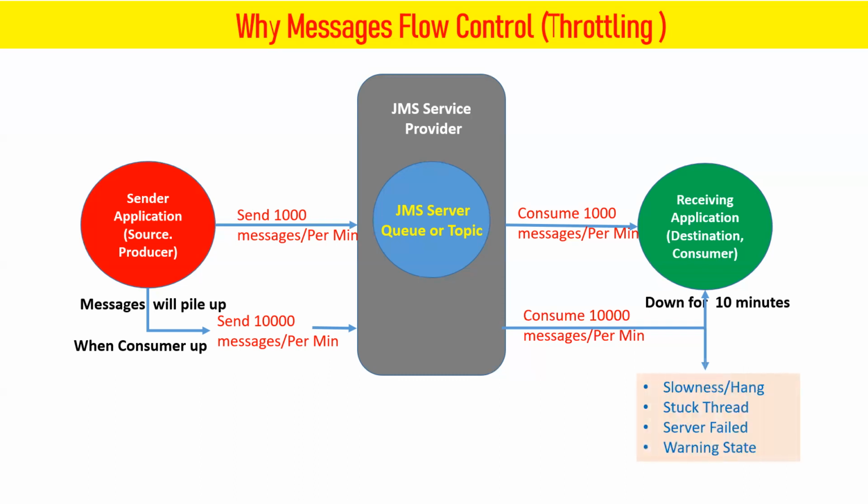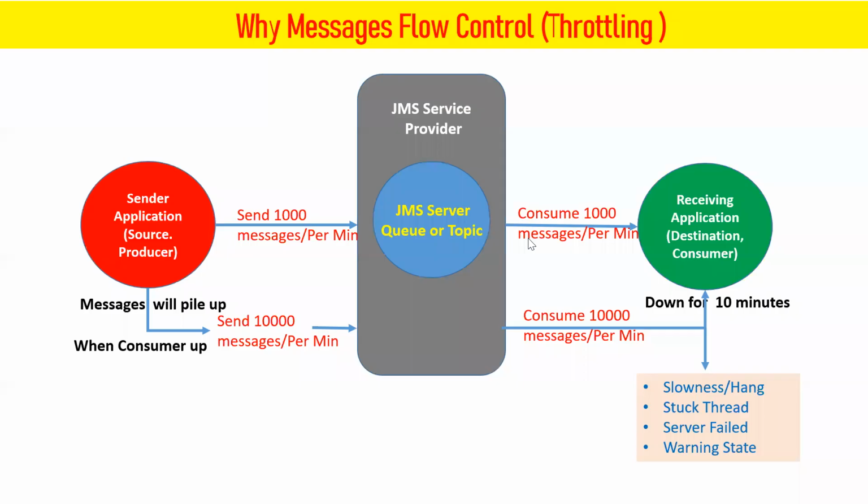So what will happen in that case? You will see a problem from the consumer side. You will see slowness, or maybe your consumer will hang. You will see a lot of stuck threads in your application. The managed server on which you have targeted your JMS servers, queues and topics will fail. Maybe your server will frequently go into the warning state because it will not be able to cater to all the 10,000 requests that it is getting at the same time.